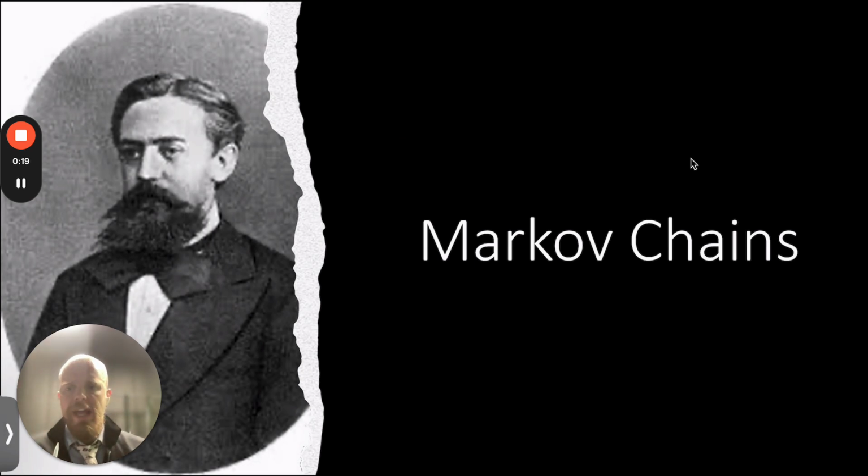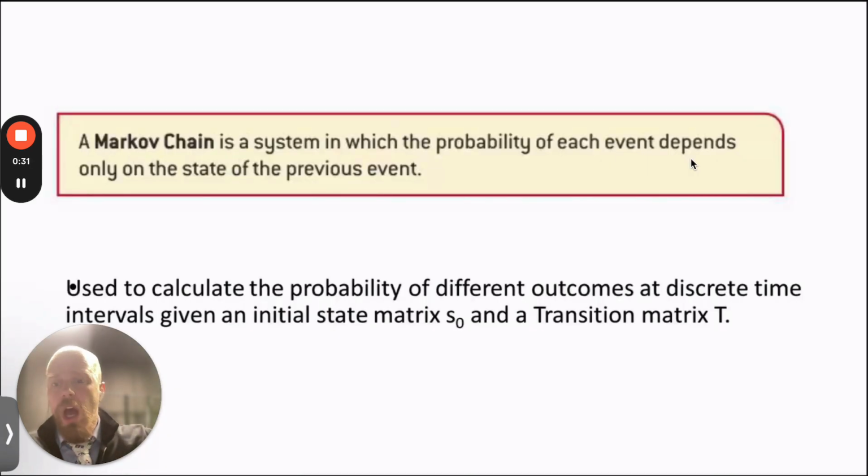Now, a Markov chain is a series of matrices that represent some form of movement. We know that graph transformations can be represented by matrices. Matrices represent some form of movement. A Markov chain is a system of matrices in which we calculate the probability of each event, and it's dependent only on the state of the previous event.